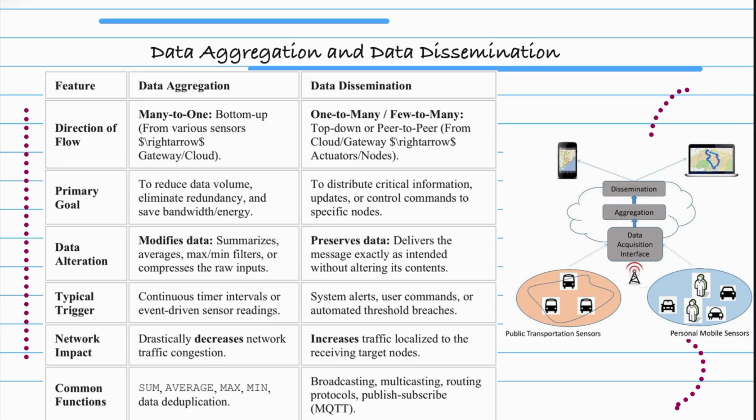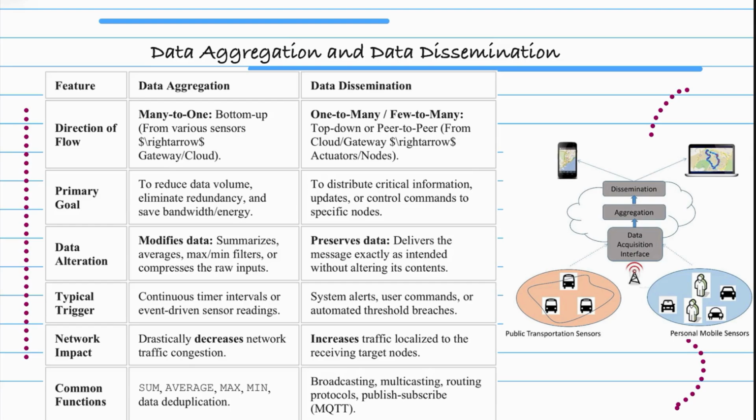Now let's flip the network upside down and talk about data dissemination. While aggregation is all about moving the data up the chain, compressing many inputs into one cloud summary, dissemination is about moving data down or across the chain.